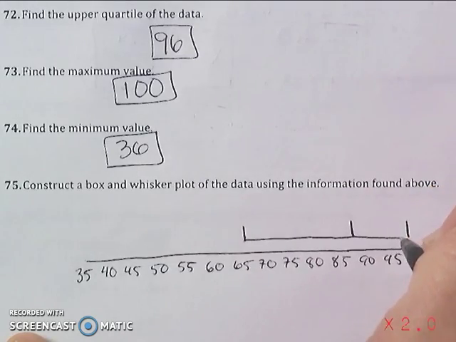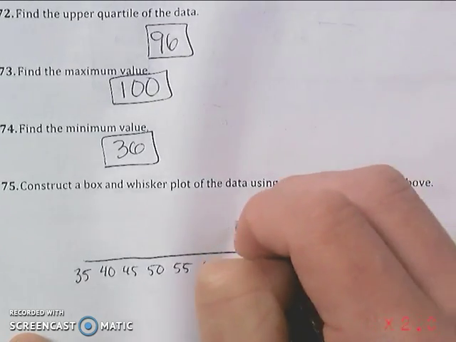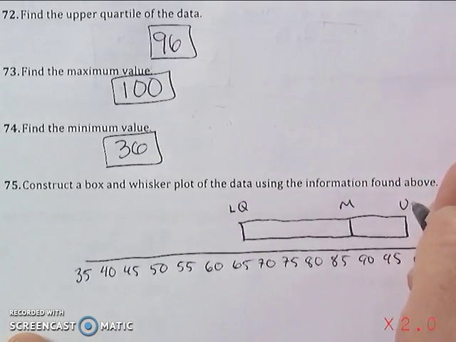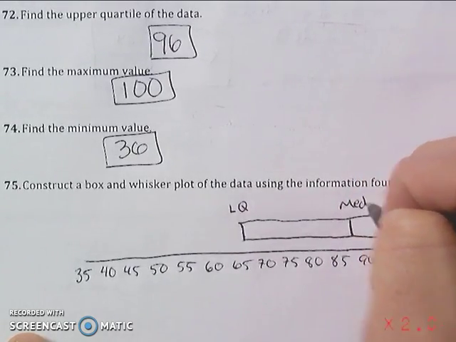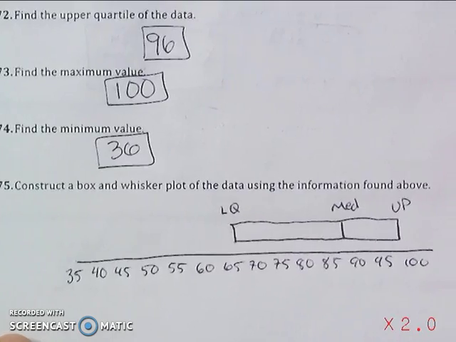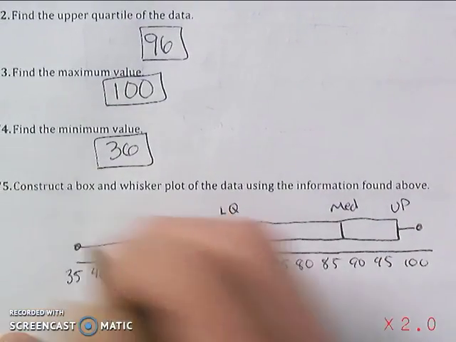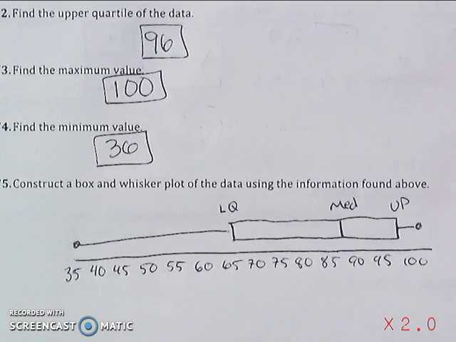That's how I make my box. Lower quartile, median, upper quartile. Make sure this is a median, not the mean. My max is 100. My minimum is 35. And there it is. Box and whisker plot.